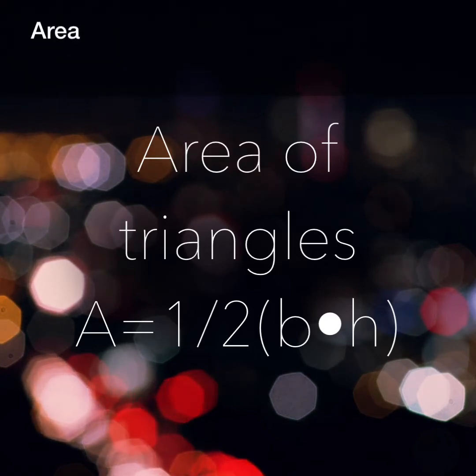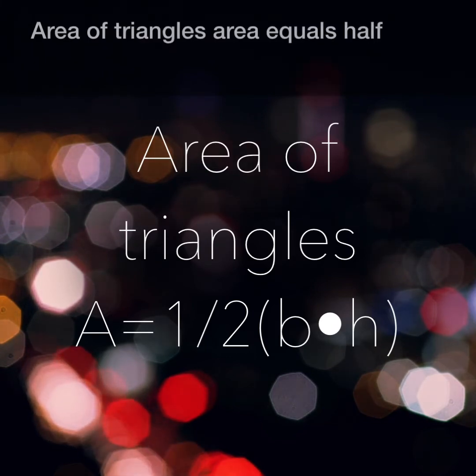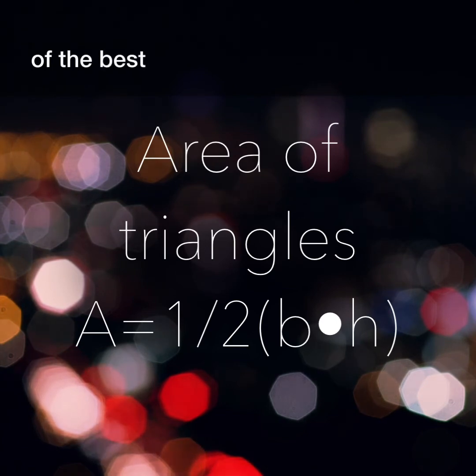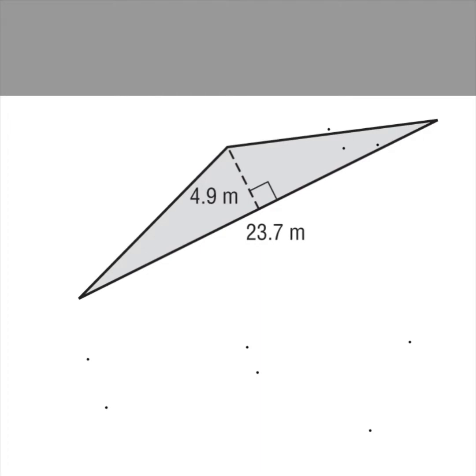Area of triangles. Area equals half of the base times the height. In just a bit, we are going to use the formula for finding the area of a triangle in order to solve this example. But first, let's take it back to talking about rectangles and why rectangles and triangles are related.